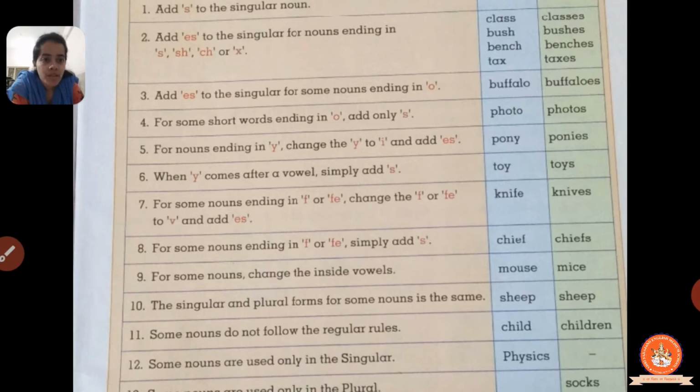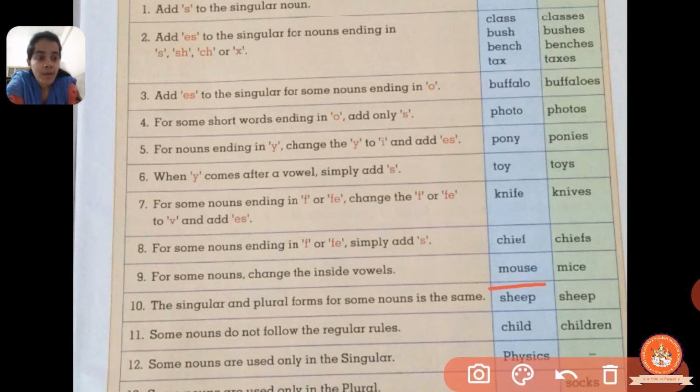For some nouns, change the inside vowels. So there are some nouns in which we will just simply change the vowels inside that word. So mouse, mice. If it's one, singular, then we write mouse, right? If it's more than one, like two or three, then we'll write mice, right? So what they have done over here, M-O-U-S-E, mouse, M-I-C-E, mice. They have just simply changed the vowels inside that word.